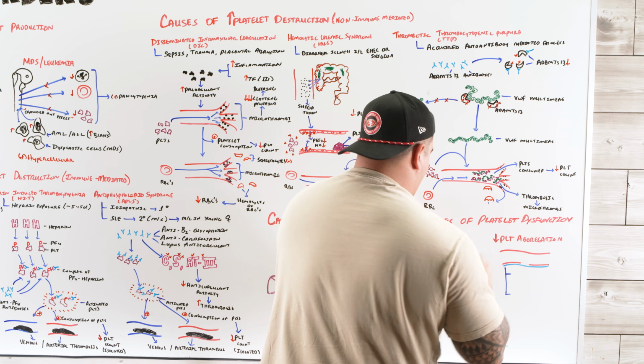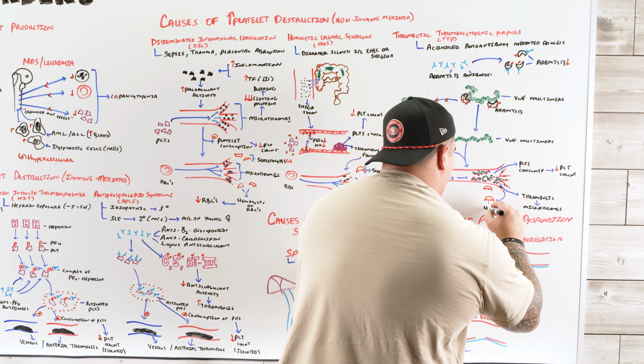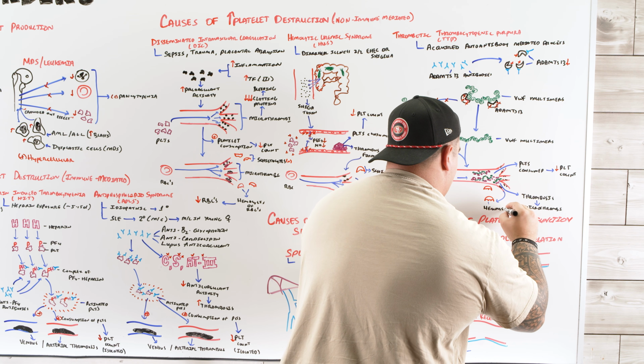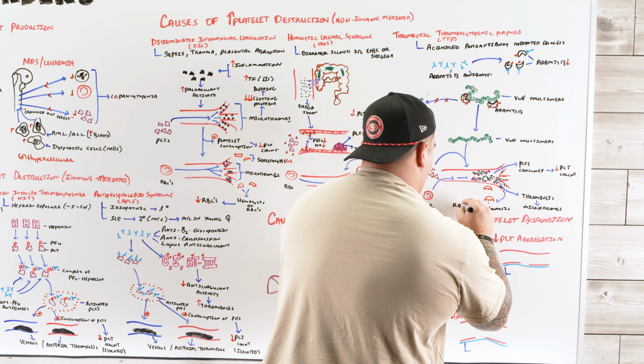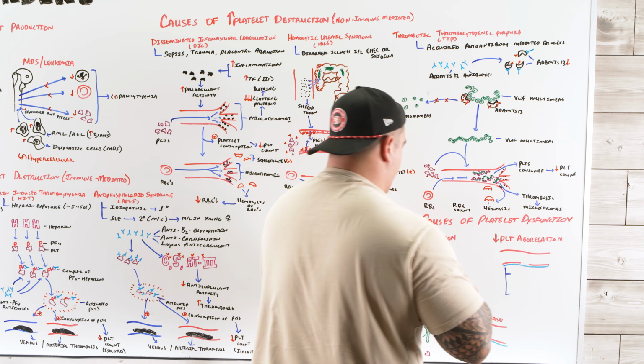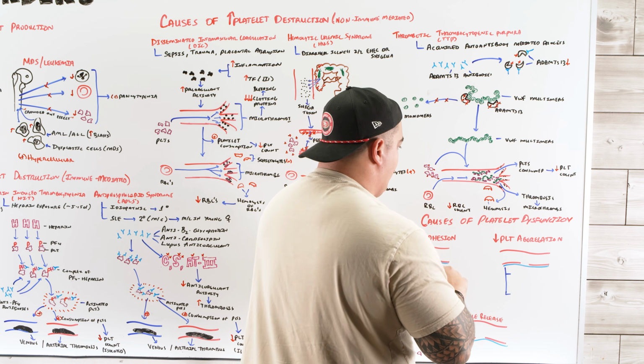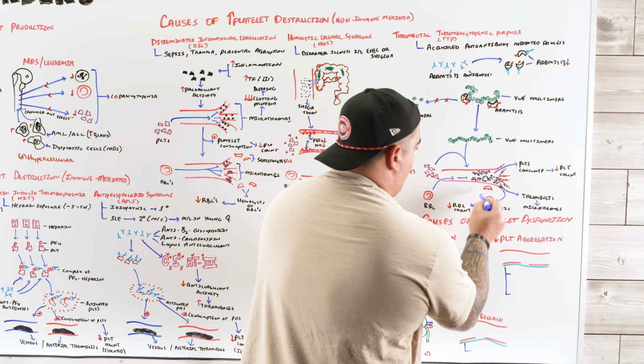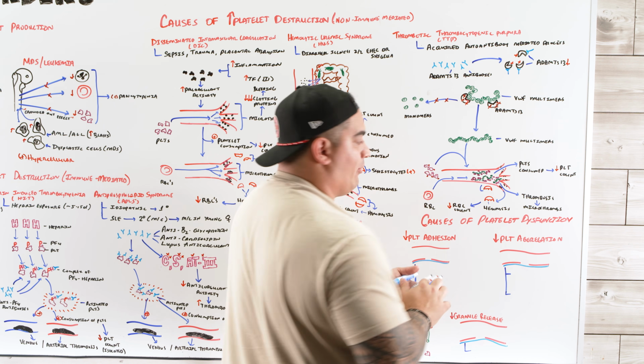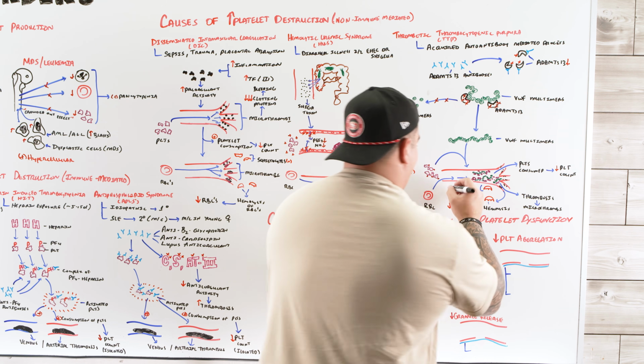If I get hemolysis, so I'm going to have my hemolysis, that's going to do what to my red blood cell count? I'm going to drop my red blood cell count because I'm chewing them up. And then what are these called? The ripped up red blood cells, schistocytes.